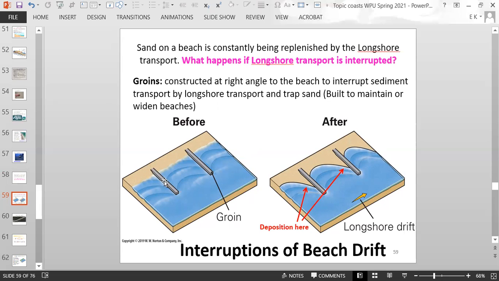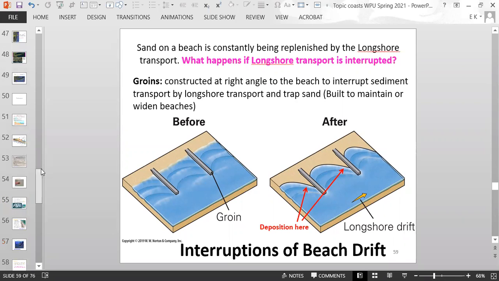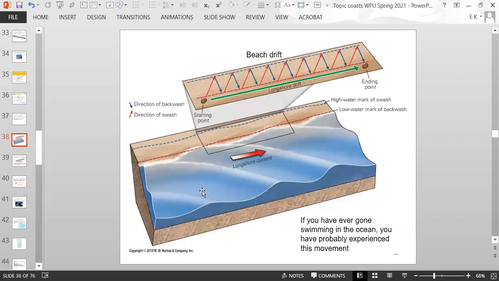And they built these groins. Groins are constructed at right angles to the beach, and they're made to interrupt sediment transport and trap the sand, and it allows the beach to become wider. Because the sand, remember we learned the other day, if I can just quickly go back, right? Sand is picked up from here and moved across. So that's how sand is constantly moving down the coast.